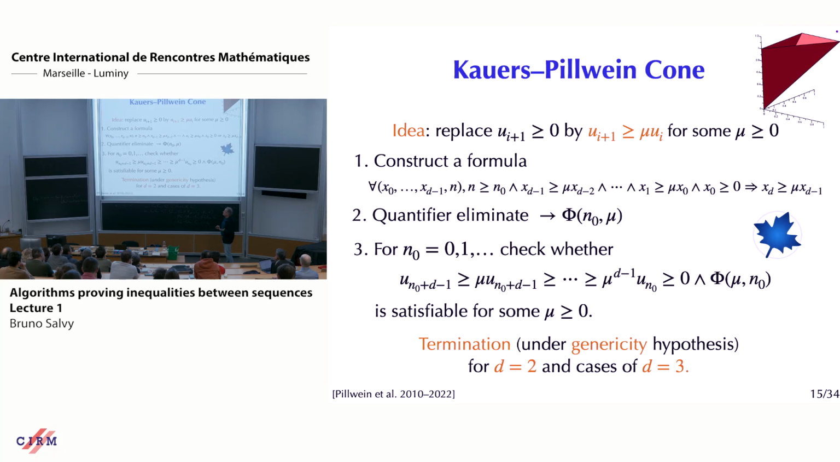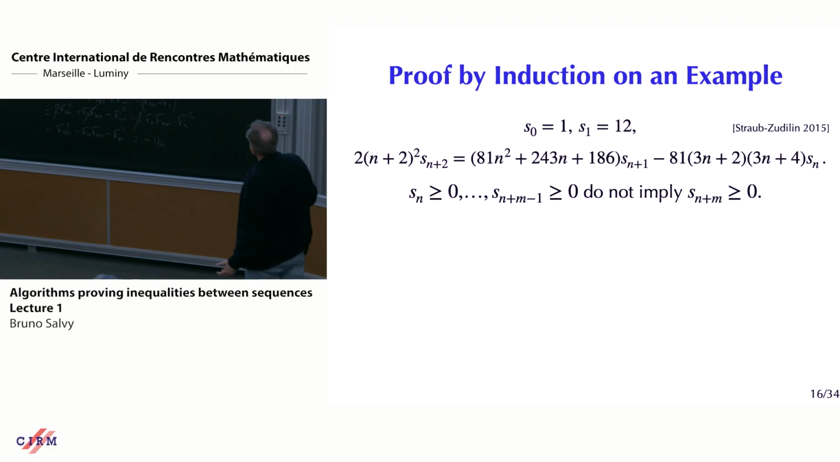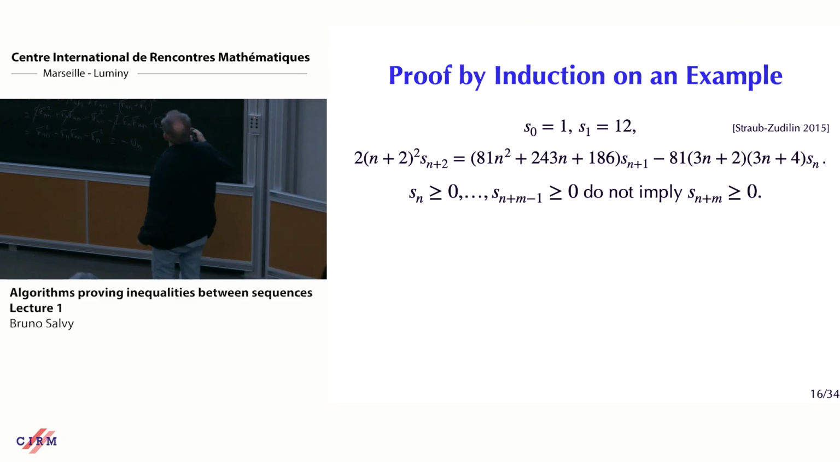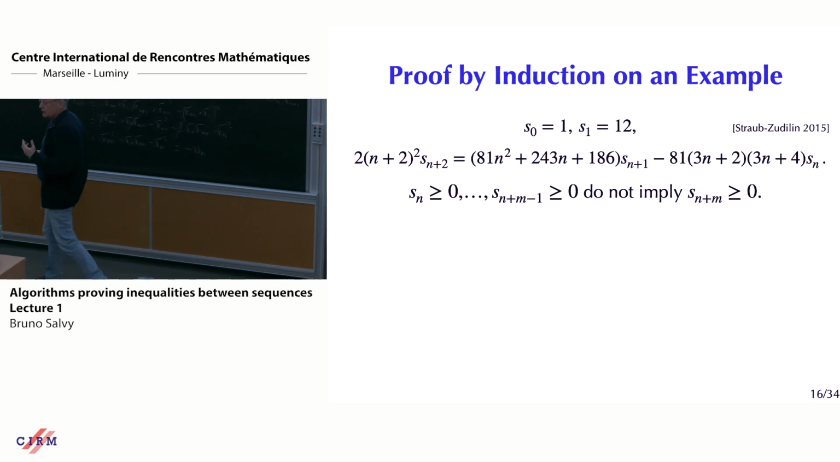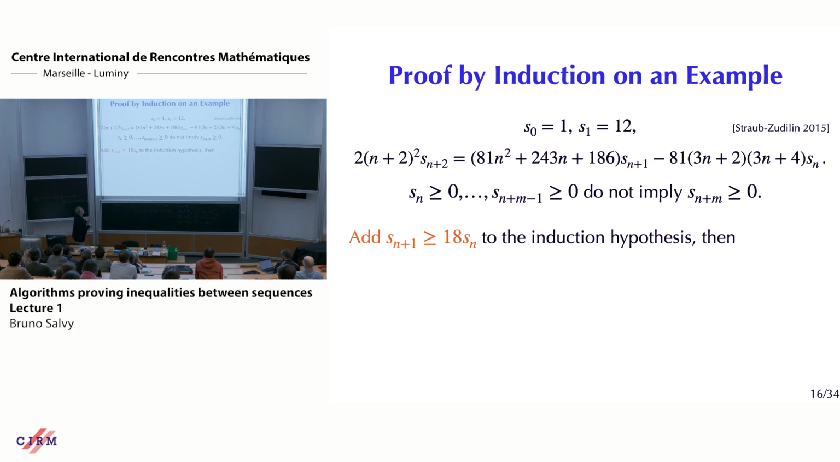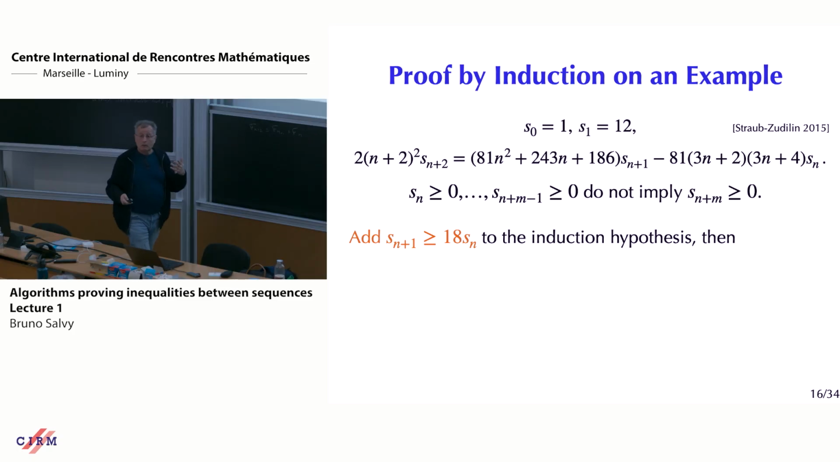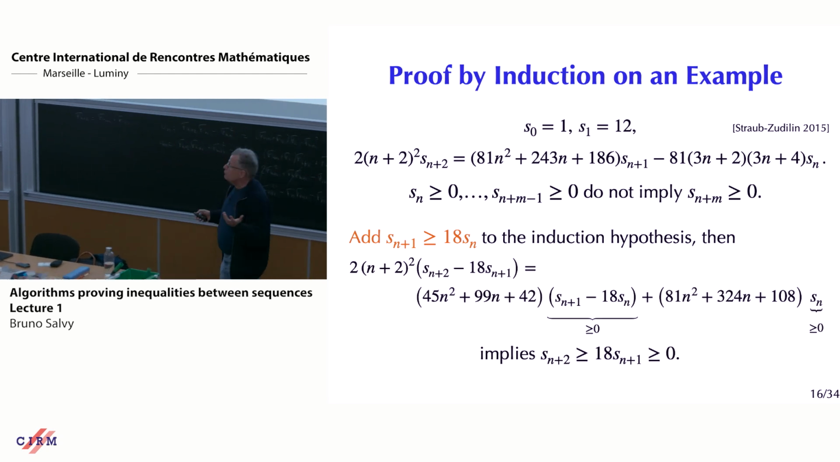So there's an example that I will be using a lot, which is this sequence. That's the first sum by Straub-Zudilin, and that's the corresponding recurrence. It's the same one that's truncated here. And that's an example where the vanilla Gerhold-Kauers method does not work. It does not terminate. So you add an extra hypothesis, say S_{n+1} larger than 18 S_n. And then it's very easy to get a proof.